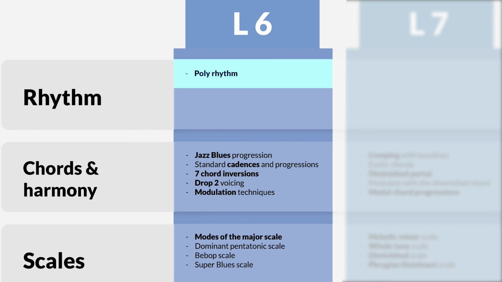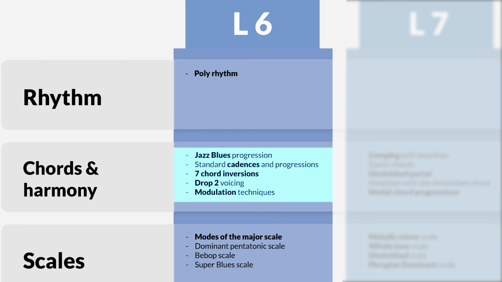Learning polyrhythms is a specialized discipline that helps you to gain a better inner pulse and creating some complex progressive rock riffs, for instance. In addition to the triad inversions, you will learn the 7-chord inversions and the drop 2 voicings that are used in jazz. You also learn the progression of the jazz blues and some other popular progressions and cadences. Also, a few modulation techniques is something that you learn in this phase.